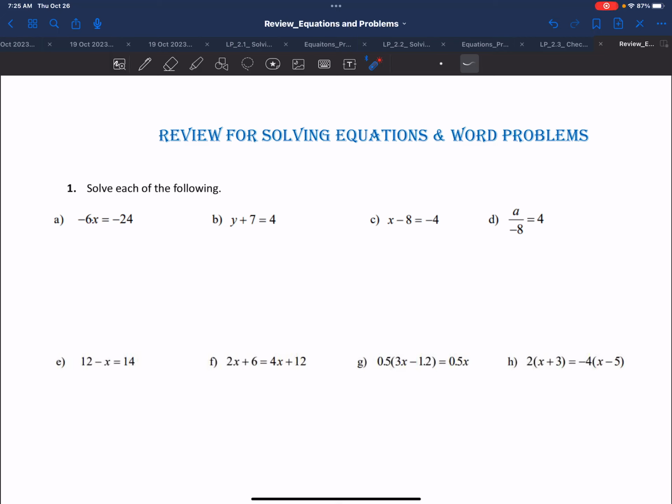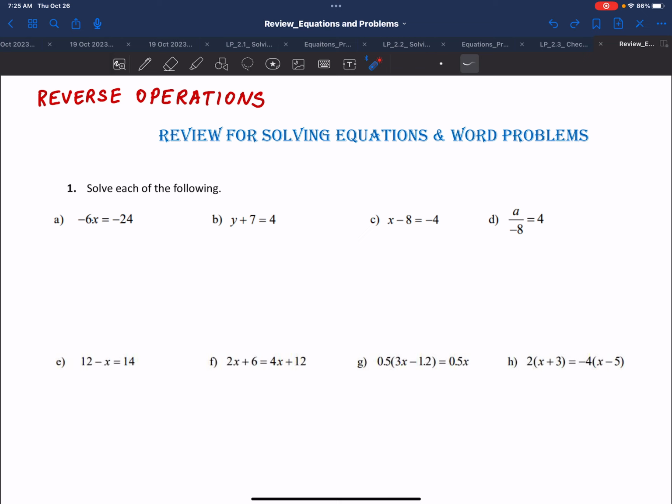We are preparing for the unit test on equations and word problems, grade 9 math. Let's get started with some review questions. So first, we'll solve some equations. Remember, when solving equations, we're trying to isolate an unknown variable. And to do this, we use what we call the reverse operations.